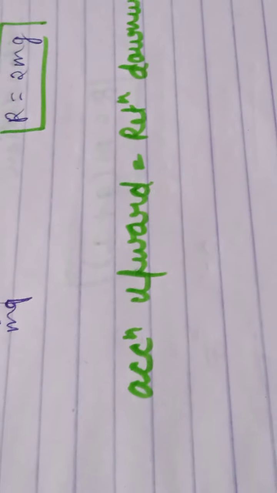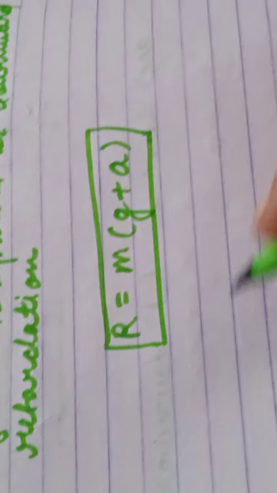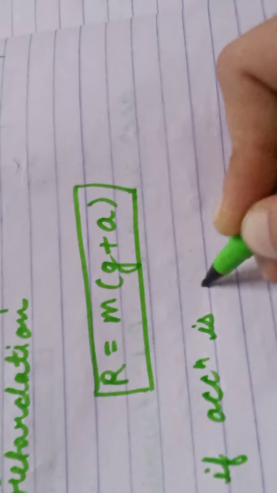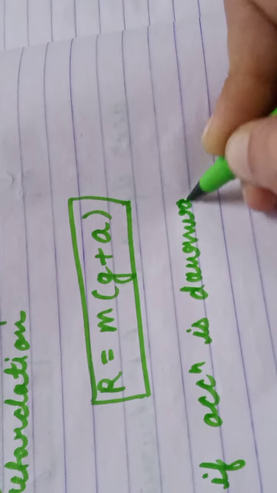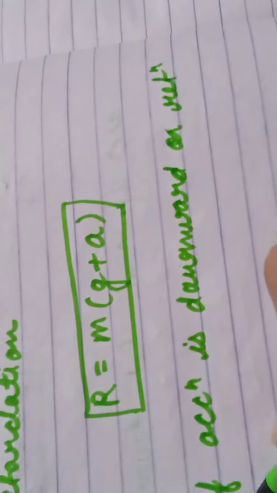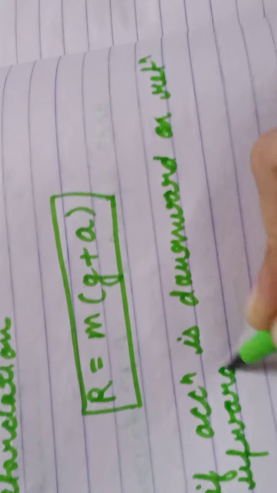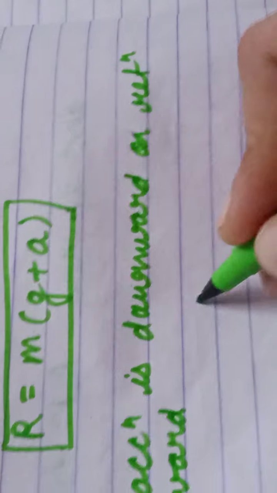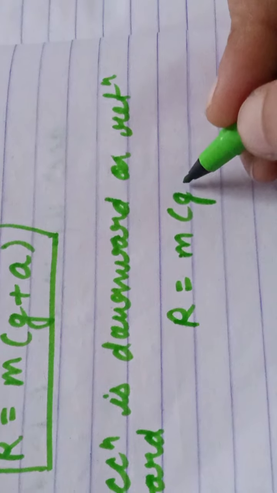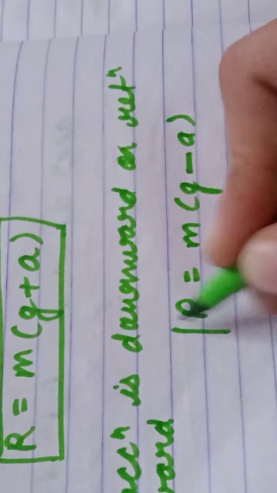Now we'll come to the second short trick. If acceleration is downward, or retardation upward, R is equal to mg minus a. This is for downward acceleration. Now we will apply it on the conditions.